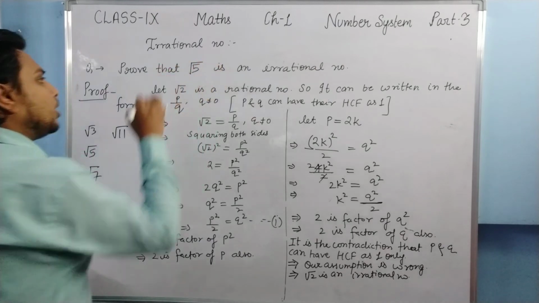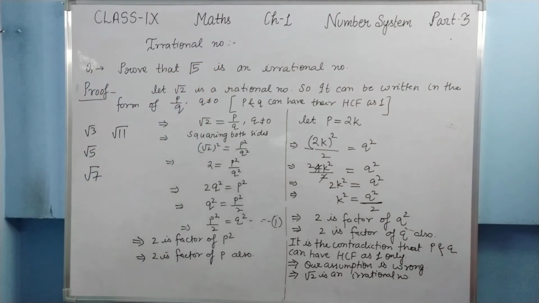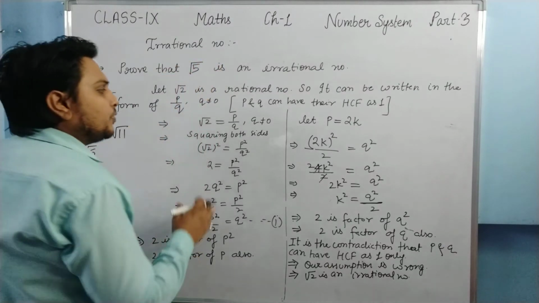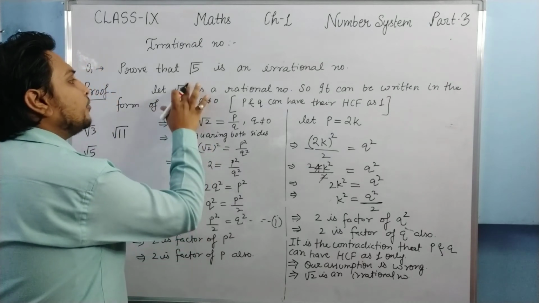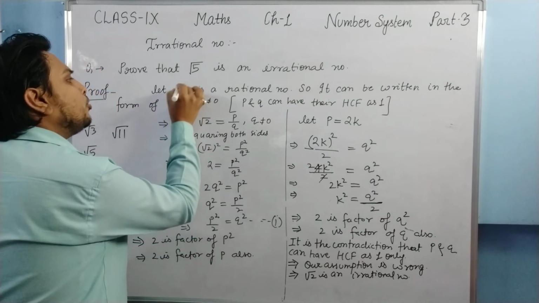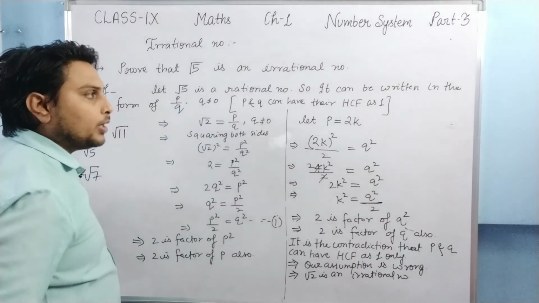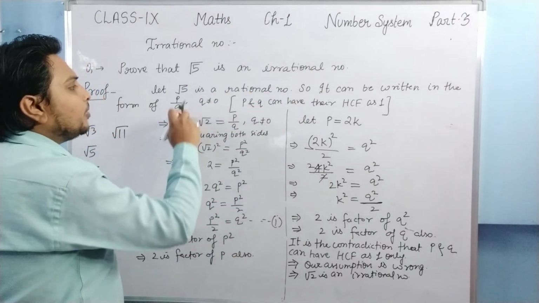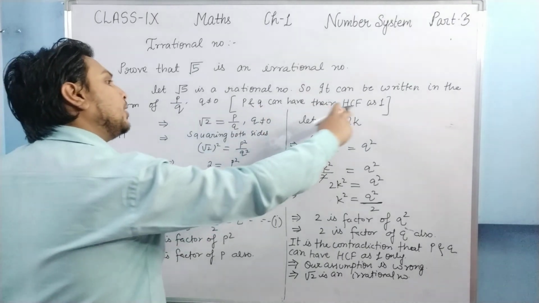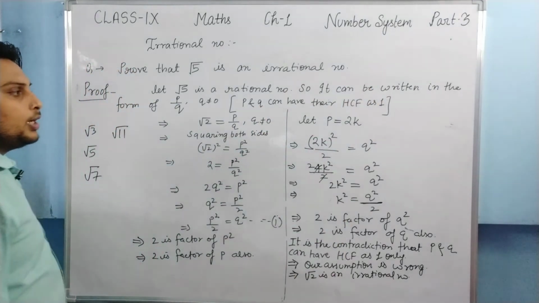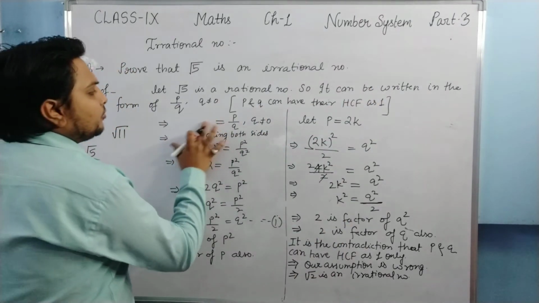We have to show that under root 5 is an irrational number. So how will we do it? Firstly, we will assume that under root 5 is a rational number, so it can be written in the form p by q, where q is not equal to 0, and p and q have their HCF as 1. It is correct. Then what change do we have to do?